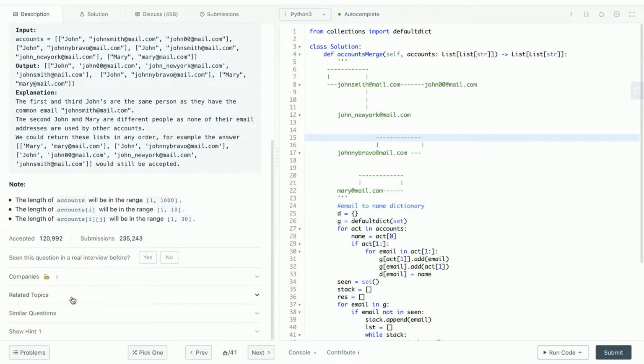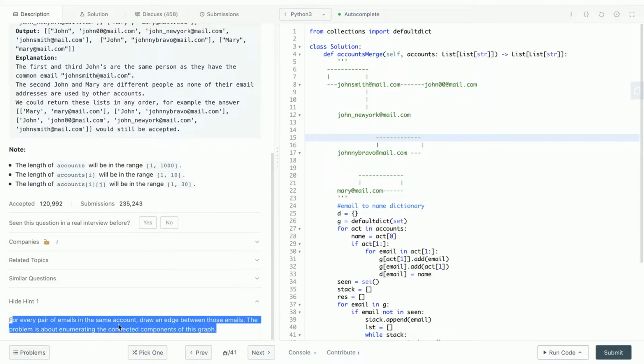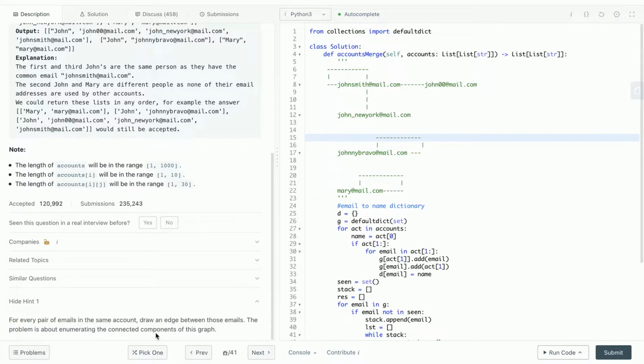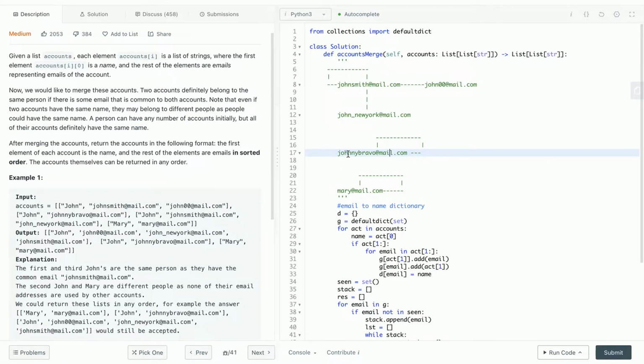So as I look at the hint, it's actually saying that for every pair of emails in the same account, draw an edge between those emails. The problem is about enumerating the connected components of the graph. So this question is actually a graph problem, a connected component problem. So I drew this image here. It's not intuitive at all that this question is a graph problem, but after looking at the hints, let's see.